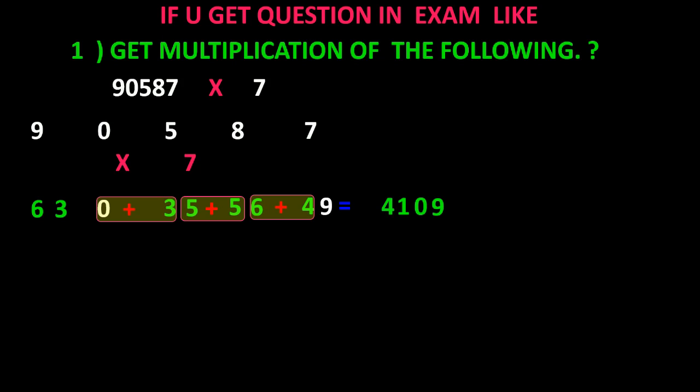And now as we know that we don't have any number to add with 3, that's why we will write 3 as it is and 6 also as it is. So 63 as it is. So this is the answer of the multiplication: 90587 into 7 is 634,109.